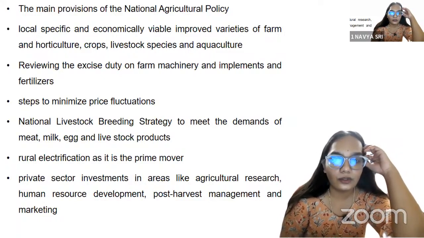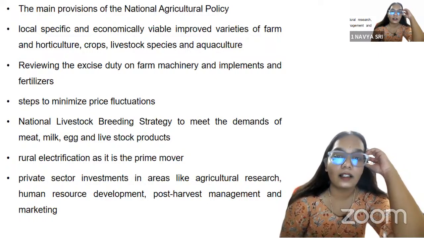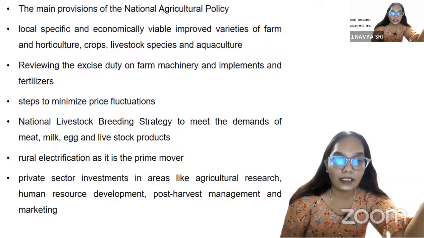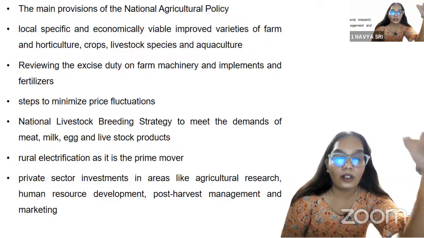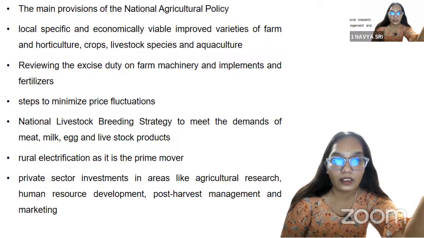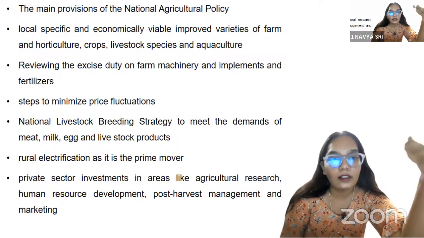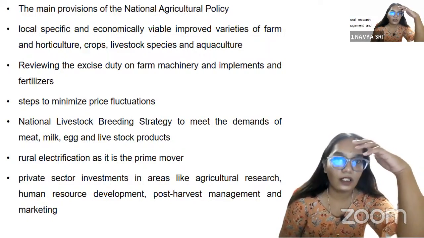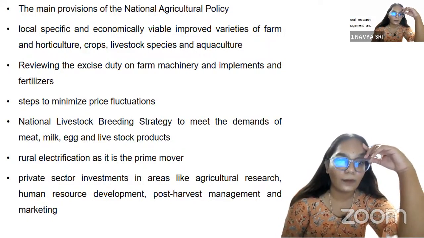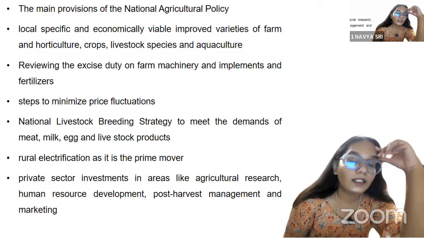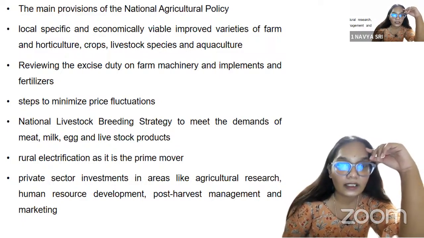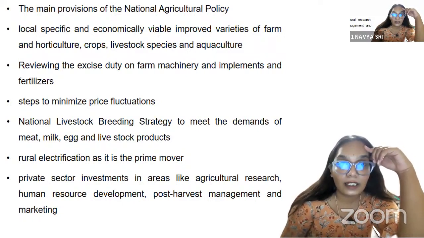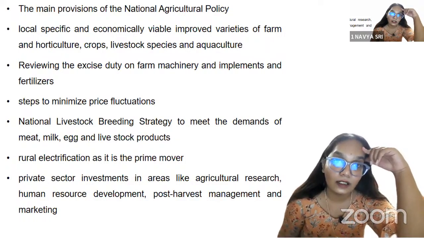So, reviewing the excise duty on farm machinery and implements and fertilizers. So subsidies, fertilizer subsidy, and the excise duty on buying farm machinery or implements which could improve the agriculture are also looked into. So everything is given a little subsidy so that it would not be more of a burden on the farmers. And their main agenda, their sole agenda, is to minimize the price fluctuations. So that in a way this keeps the economy steady and also the farmers' income flowing.